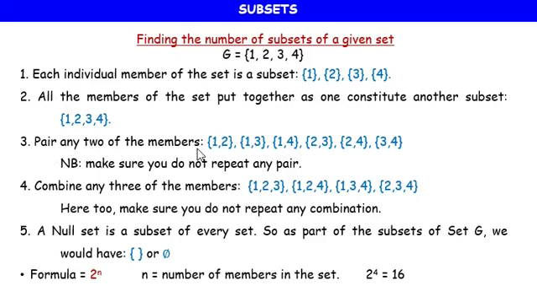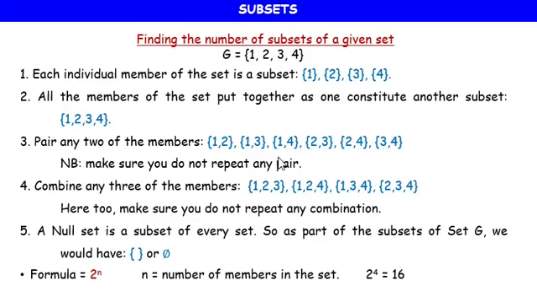Pair any 2 of the members. So we can also have another round of subsets, and that is where we combine 2 of the members. So we have 1 2, 1 3, 1 4, 2 3, 2 4 and then 3 4. So we have 6 different sets after combining 2 of the members.